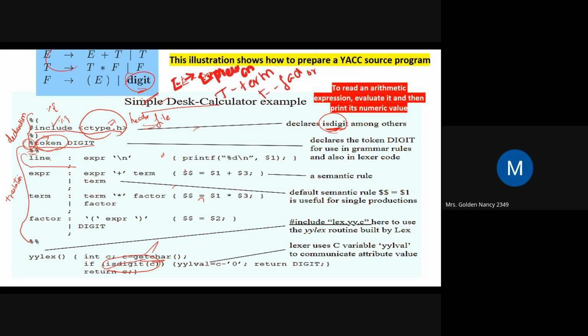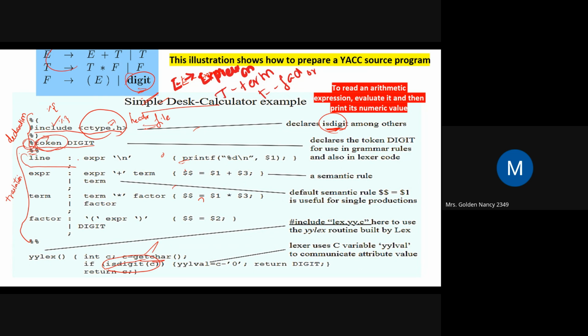See here, line: expression \n printf. What does it mean? It is telling the tool to read the input from the user. The line can be an expression followed by a new line. Whenever there is a new line and enter, that should be considered an expression. So it is just reading the input from the user.